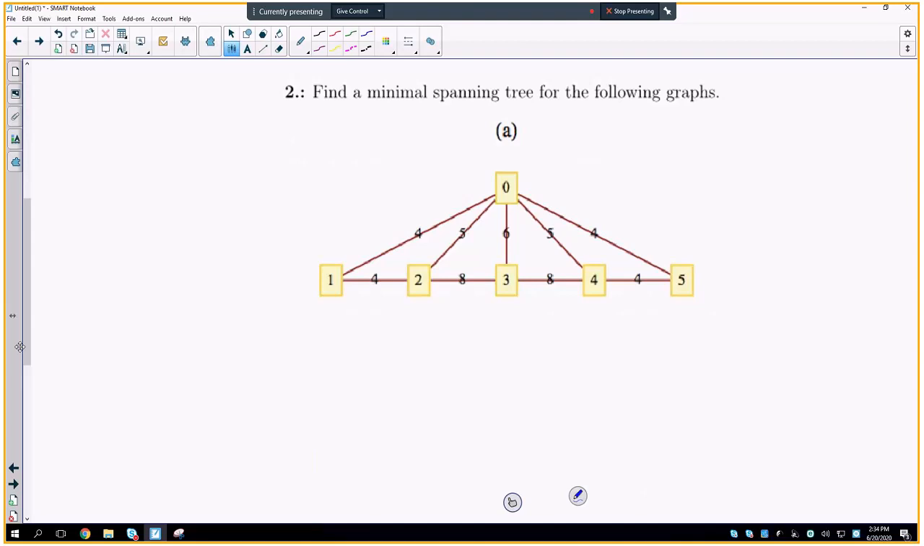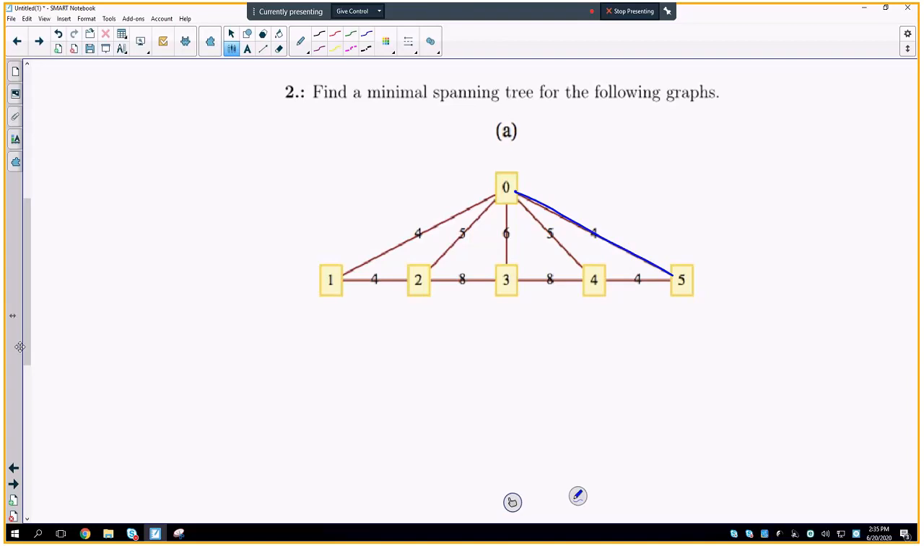So as I said, between 0 and the rest of the graph, the bridges are 4, 5, 6, 5, and 4. Choose the minimum weight bridge. There are two 4s, it doesn't matter which one. I will choose the one that connects 0 and 5. Because I have chosen this edge as part of my minimum spanning tree, I'll just redraw that.